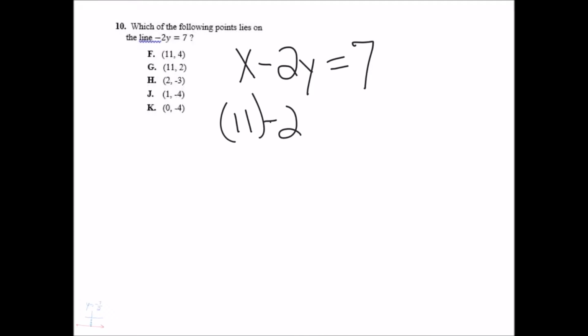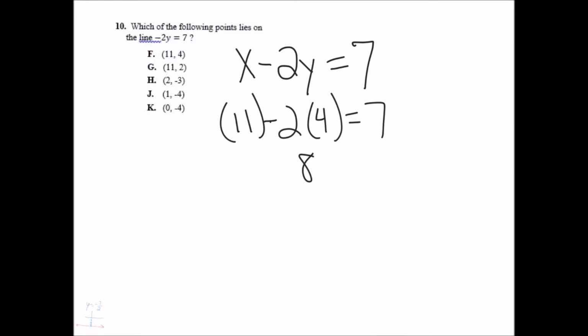This final problem has a little typo here. It's really asking you which of the following points lies on the line x minus 2y equals 7. So really, what are the values of x and y in the options here that will give you an answer of 7? For example, if we were to look at option F, we would have x is 11 minus 2 times 4. Does that equal 7? Well, 2 times 4 is 8. 11 minus 8 is not 7.